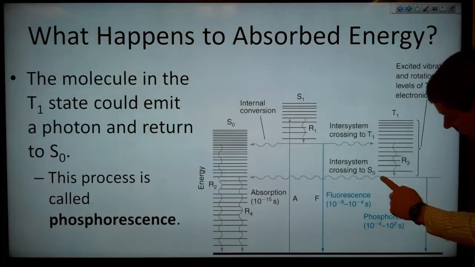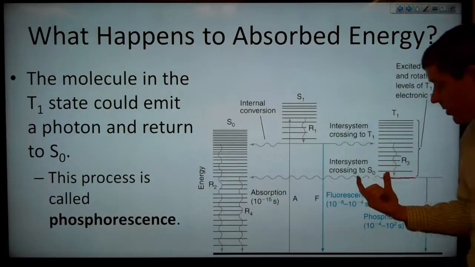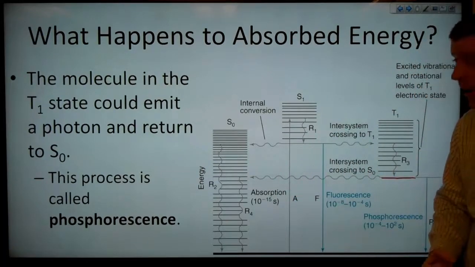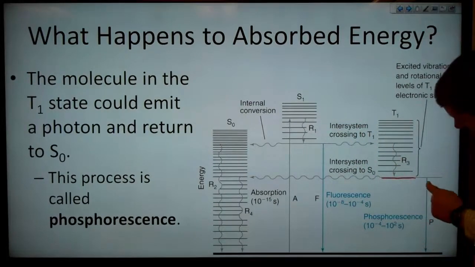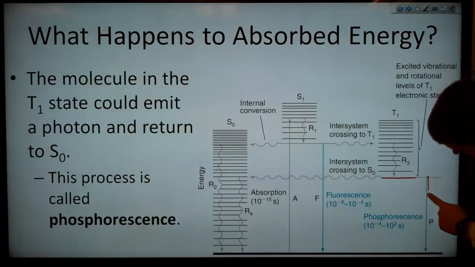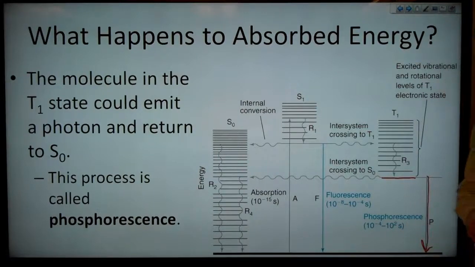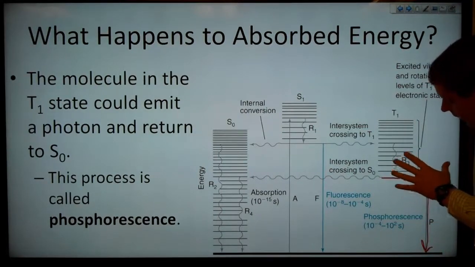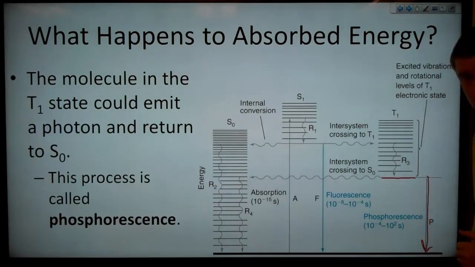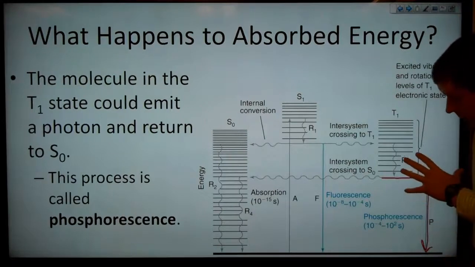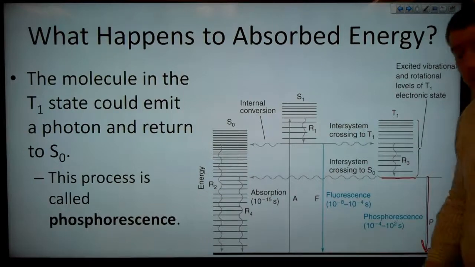But let's go back to our molecule in this state, back in our triplet state. Instead of undergoing intersystem crossing back to the ground electronic state, our molecule could emit a photon instead. And if it emits a photon, now this process, that's called phosphorescence. Because now we have our molecule returning from its triplet state to the singlet ground state. That triplet to singlet transition emitting a photon is called phosphorescence.